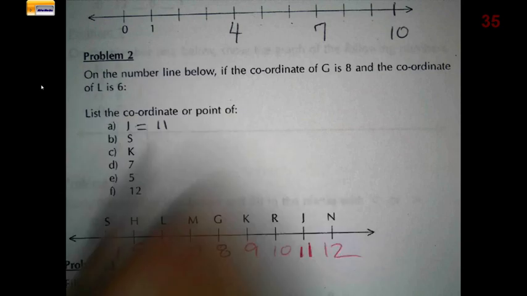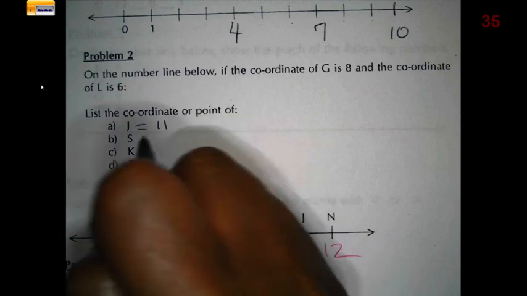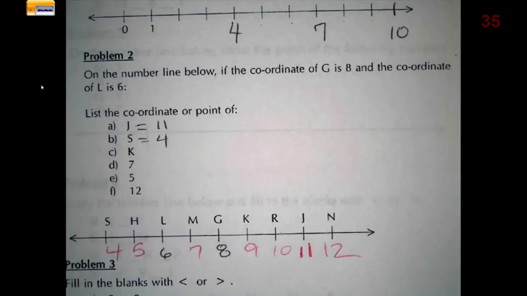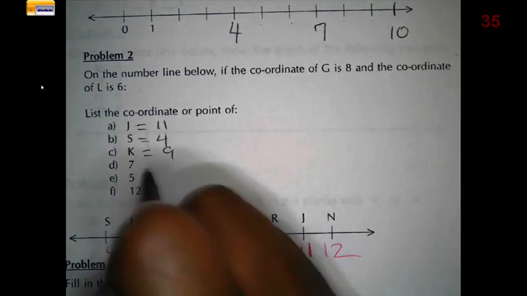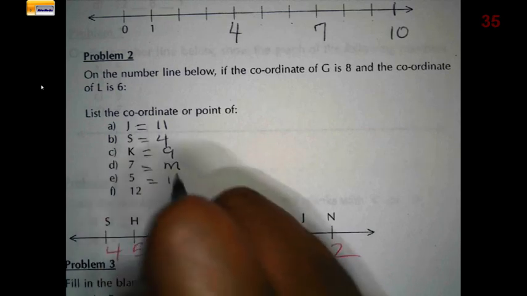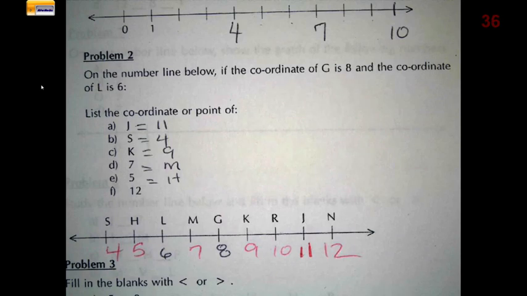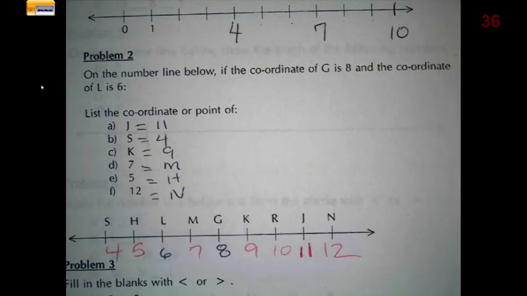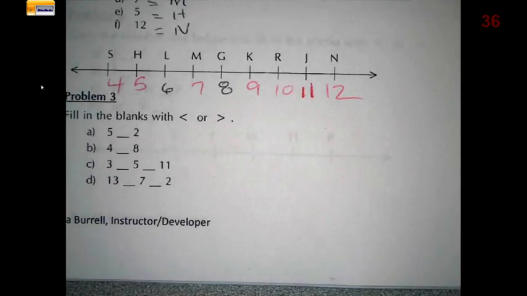What's S? What's K? What letter is 7? What letter is 5? And what letter is 12? So see how much easier that is once you fill in the number line? Okay? So you guys can do that. And then what symbols are we going to use on problem number 3? Well, this one is less than, and this is greater than.